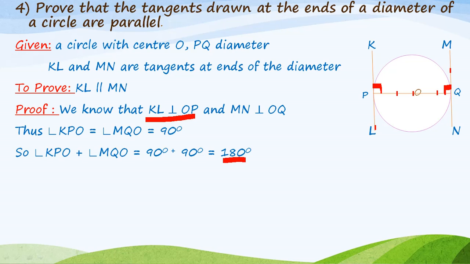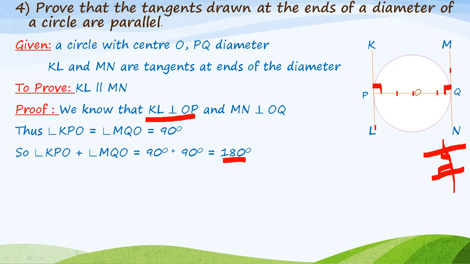in 8th standard. If two parallel lines are cut by a transversal, the sum of interior angles is equal to 180 degrees. That is the theorem. Therefore, when the sum of interior angles is equal to 180 degrees, then these two lines must be parallel.